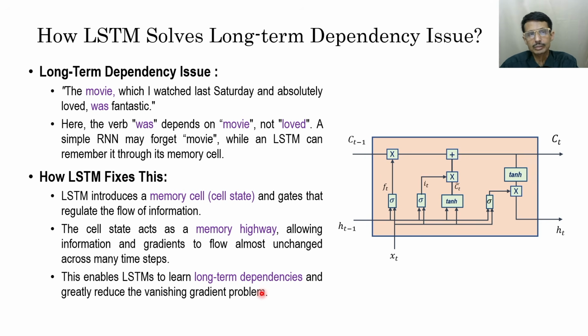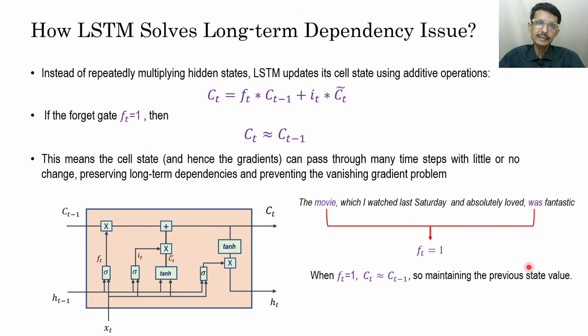This is the very important part. Here the cell state helps the LSTM to remember and to solve the long-term dependency issue. Instead of repeatedly multiplying the hidden state, the cell state provides this equation: ft times ct minus 1 plus it times c tilde t. If the forget gate f is equal to 1, ct is almost equal to ct minus 1. This means the gradient can pass through many time steps with little or no change, preserving long-term dependency and preventing the vanishing gradient problem.